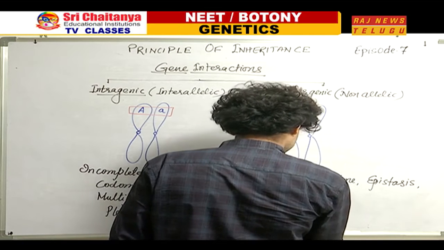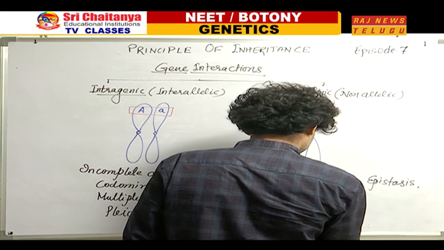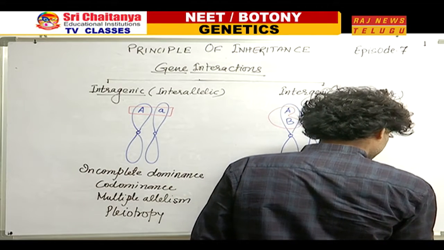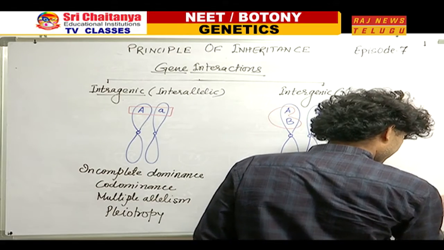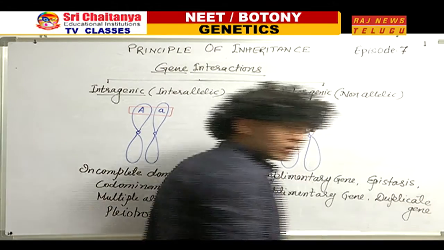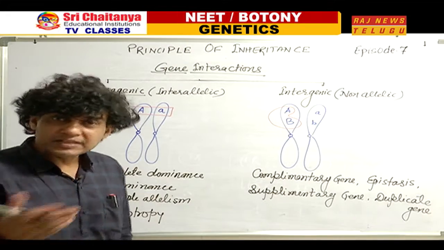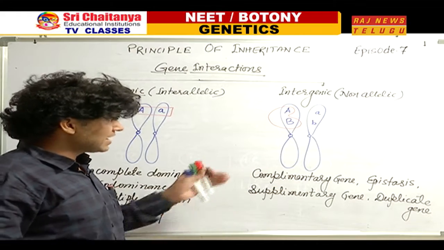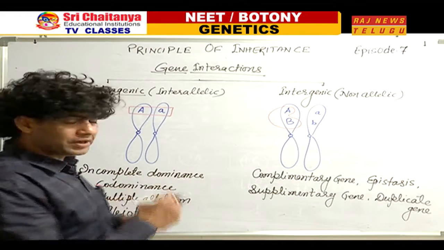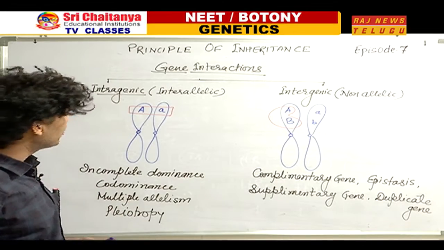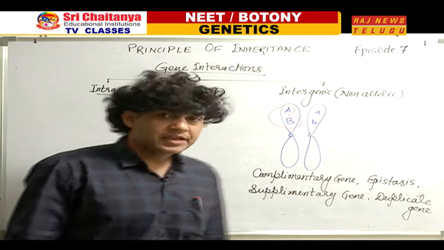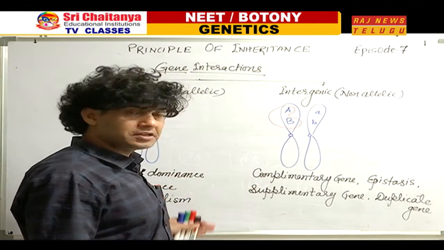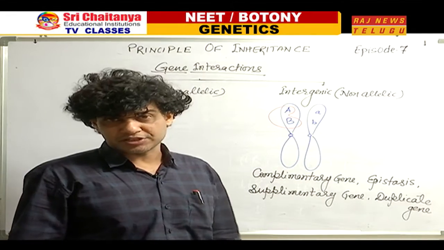supplementary gene, duplicate gene, collaborative gene, inhibitory gene, polymeric gene, and many more. But I mentioned only a few examples out of these interactions. So that is all about intergenic and intragenic gene interactions. In the coming section, I will elaborate on incomplete dominance, codominance, complementary gene, multiple allelism, pleiotropy, supplementary gene and epistasis. Thank you very much.